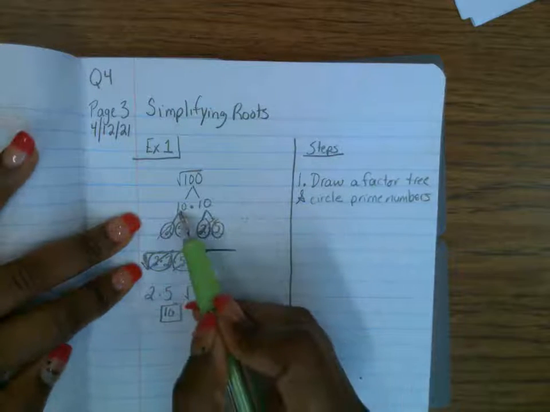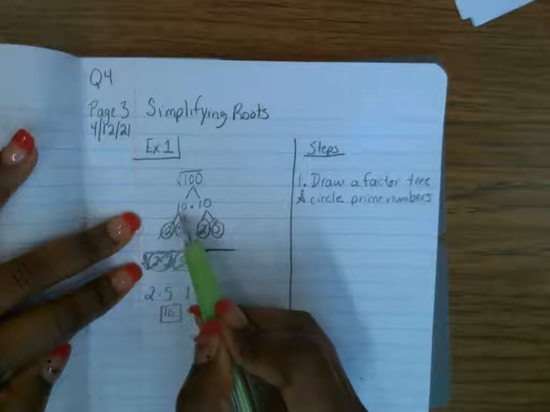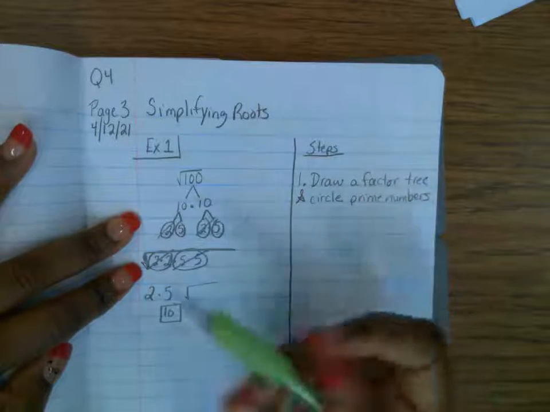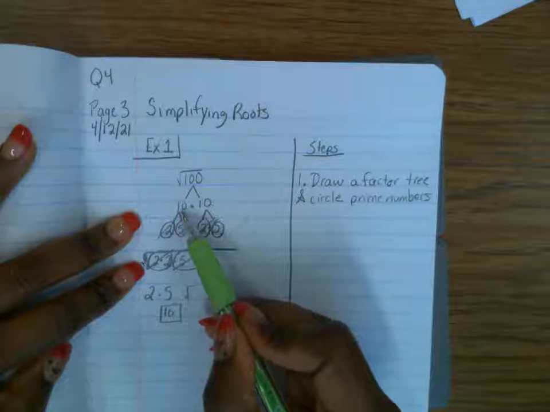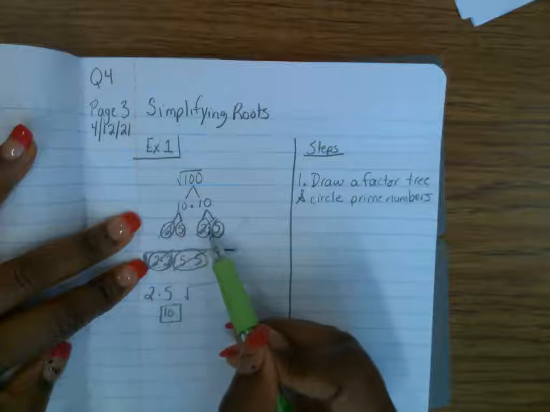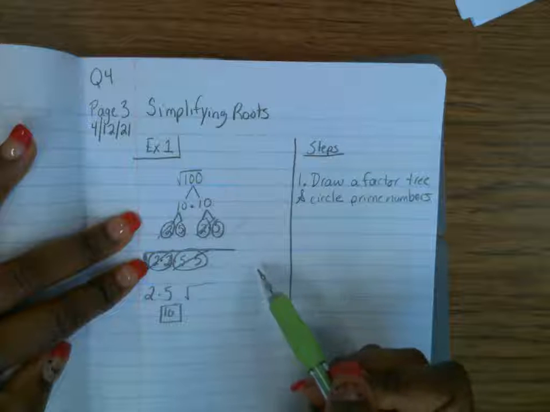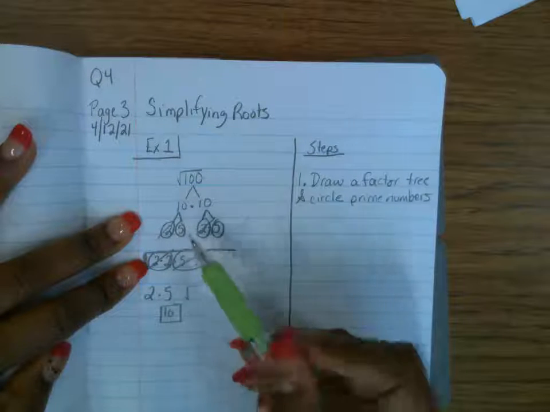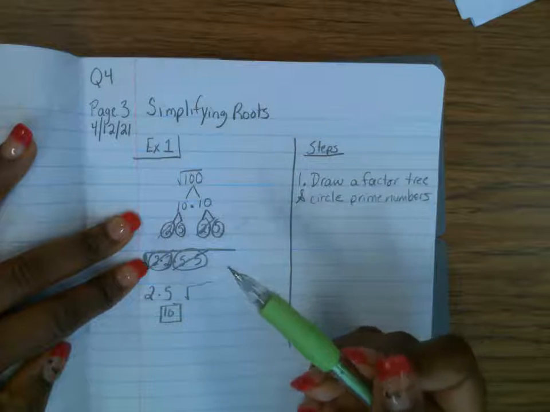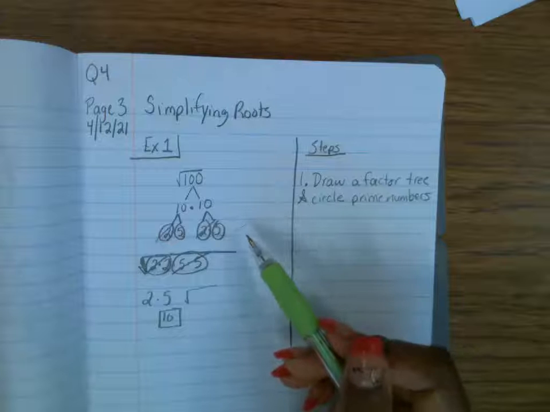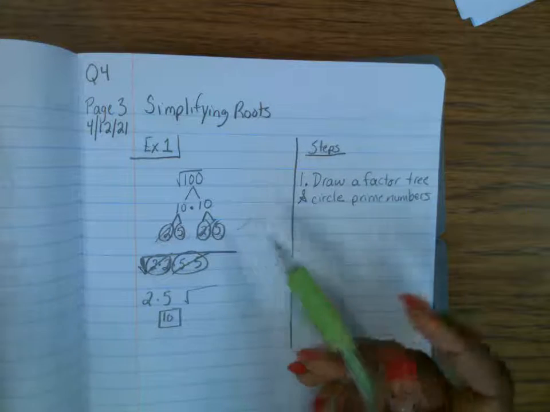So we break down 10 because 10 is a composite number. That means it has more than two factors. So we can multiply 2 times 5 to get 10. So we're going to use 2 times 5. And then we circle 2 and 5 because they're prime numbers. Remember, in a factor tree, you cannot use 1 for a factor tree. That's the only number you can't use in a factor tree is 1.